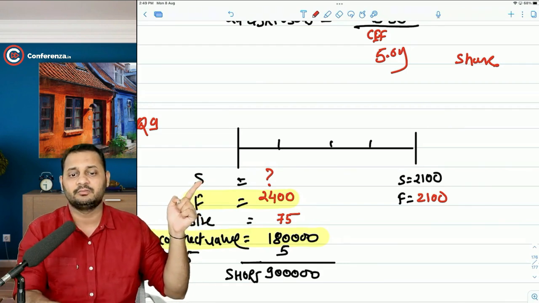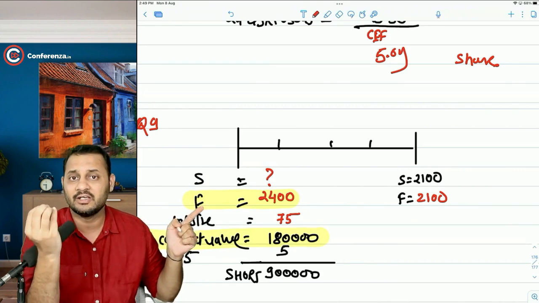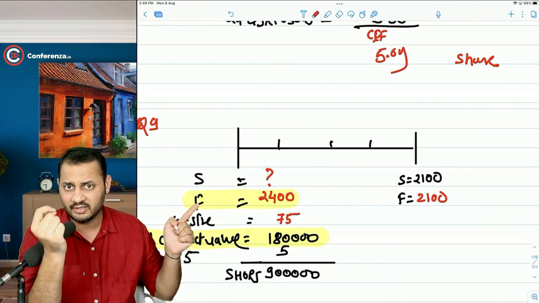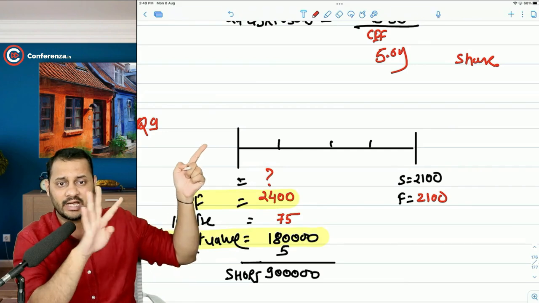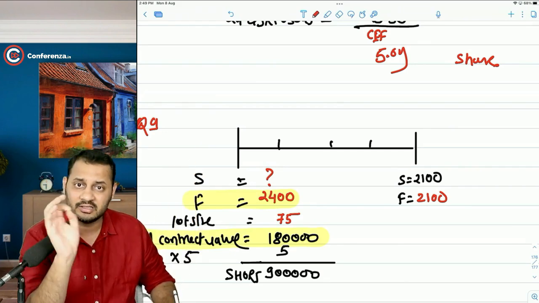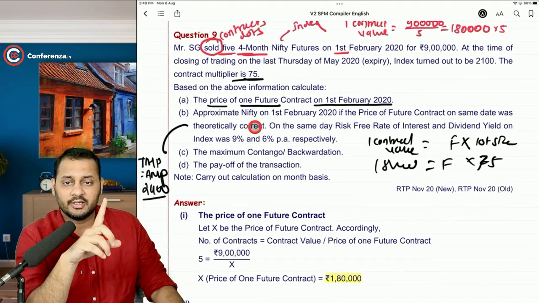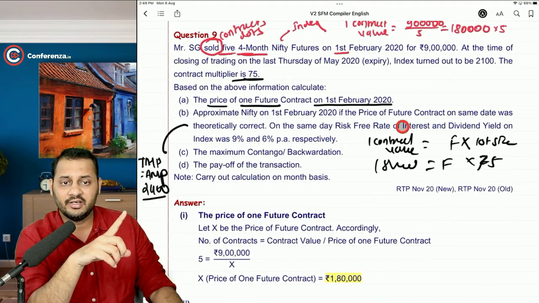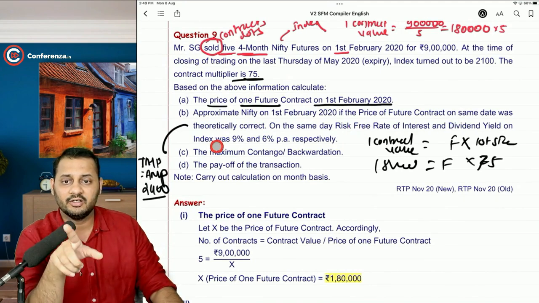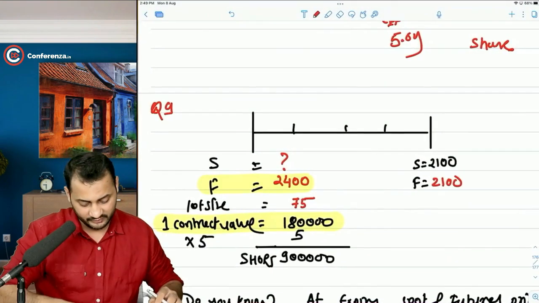We have to calculate this price. We can easily calculate. We have the forward price, right? We have to do the reverse calculation. The only thing that we need now is, we have the forward price, we have the time of 4 months, we need the rate of interest, and if dividend is there, then that dividend amount. Have a look. Theoretically correct. On the same day, risk-free rate of interest and the dividend yield on index was 9% and 6% per annum respectively. Have a look.